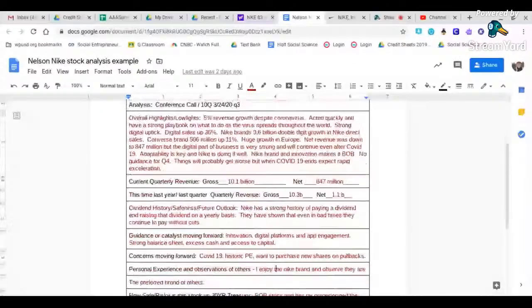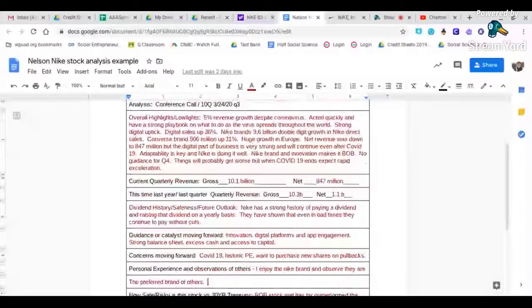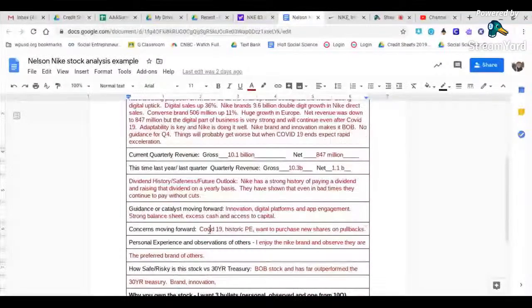What are some concerns? Well, obviously, COVID-19 sales are not going to be as good as they have been. I want to make sure, especially during this time, that I'm looking at the price to earnings multiple. Yes, I'm going to look at the price of the stock, but I also want to look at the price to earnings multiple. I want to buy shares of Nike when it pulls back substantially, and I want to make sure that I'm not buying this stock at historic high price to earnings multiples.